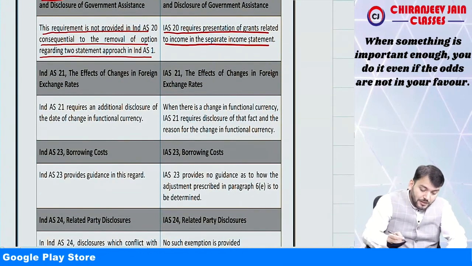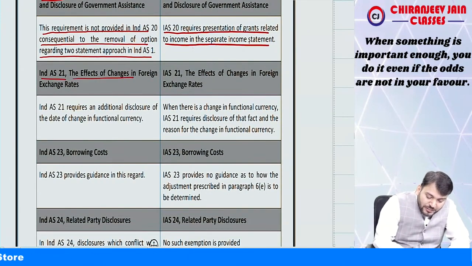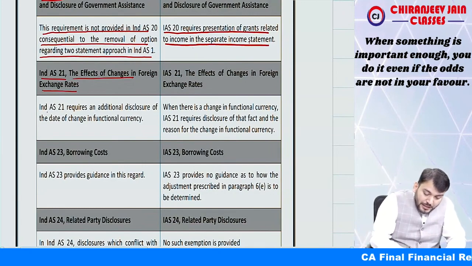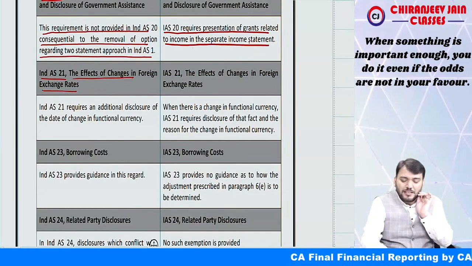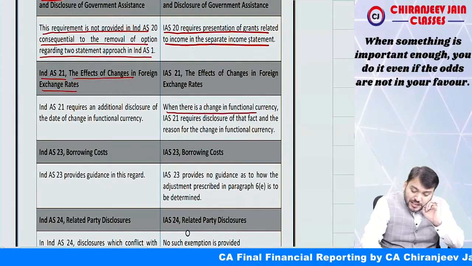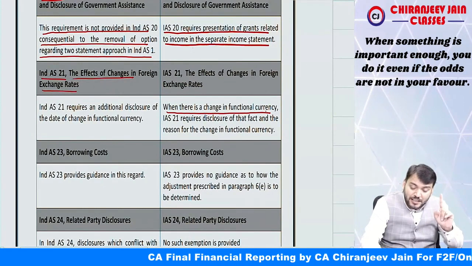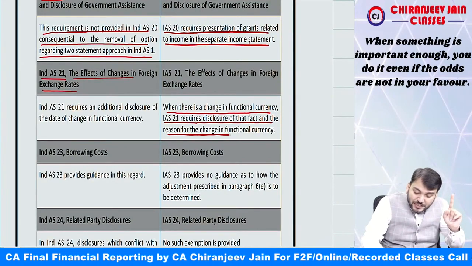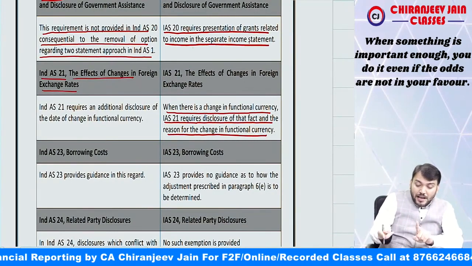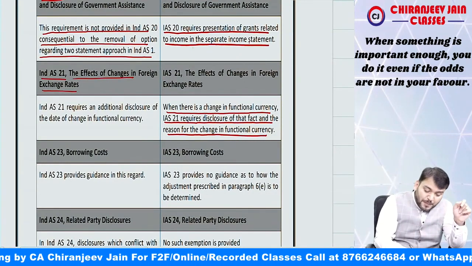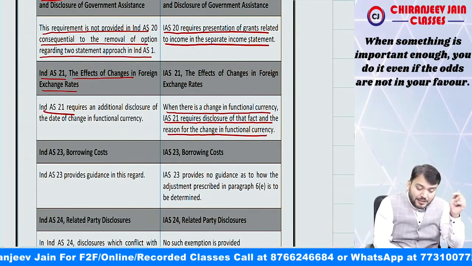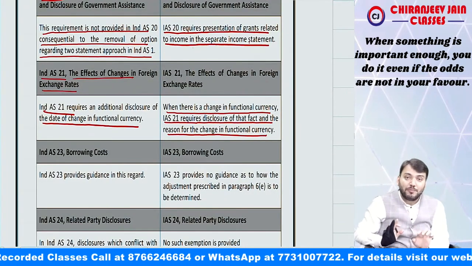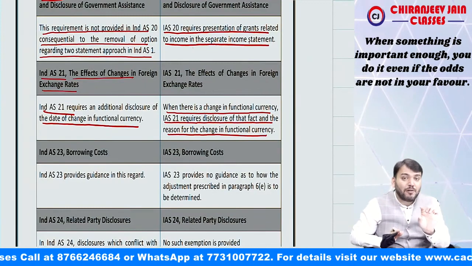Yes, sir. Then Ind AS 21, the effect of changes in foreign exchange rates. This is not very important from the examination point of view. Whenever there is a change in functional currency, IAS 21 requires disclosure of the fact and the reason for the change in functional currency. But as per Ind AS 21, one additional disclosure is required, that is the date of change in functional currency. That was not required in IAS 21, but is required under Ind AS 21.